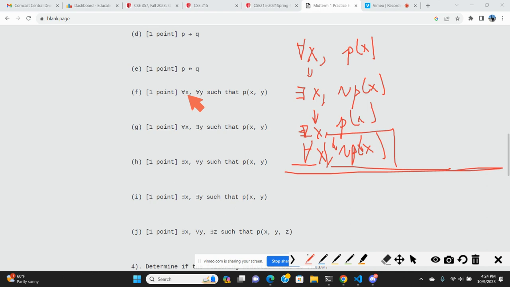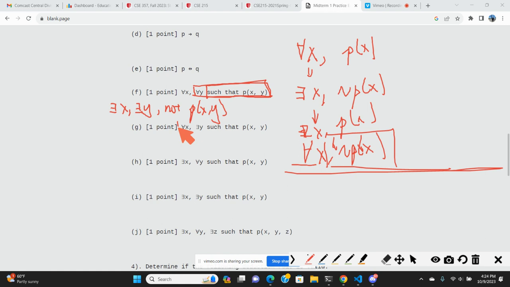So once again, for all x, there exists a y such that p of xy. First, what we have to do is flip this into an existential: there exists an x, and then negate whatever comes after that. So now we are negating this part: for all y, then we negate this into an existential. Now we negate this part, such that p of xy, then we can write not p of xy. And that's all we have to do.